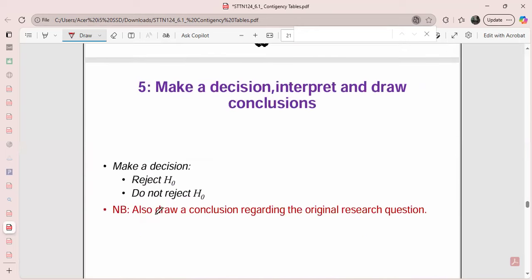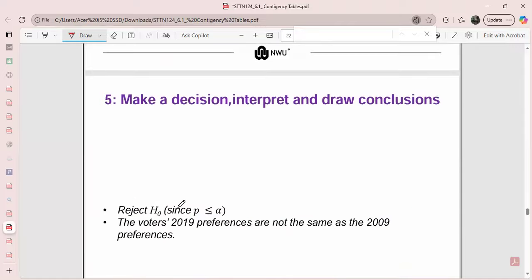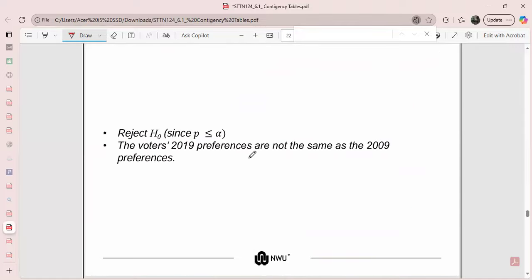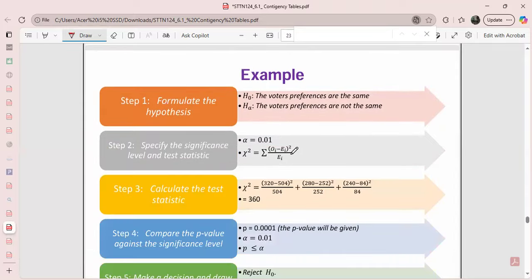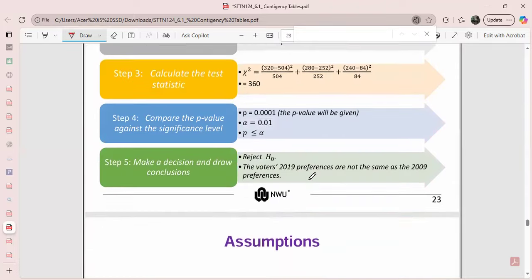Here it is, you make a conclusion. We rejected the null hypothesis, and after we rejected, we say now the proportions are not the same. Or you can use the statement, the voters' 2019 preferences are not the same. Or you can just say that the proportions are not the same. So that's how you do it. This is just an example.